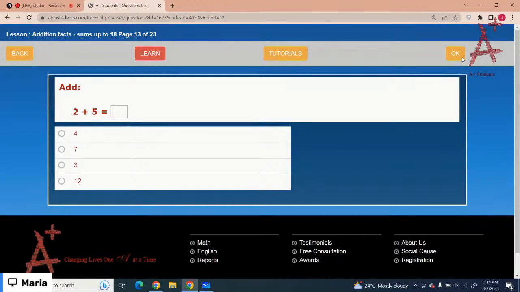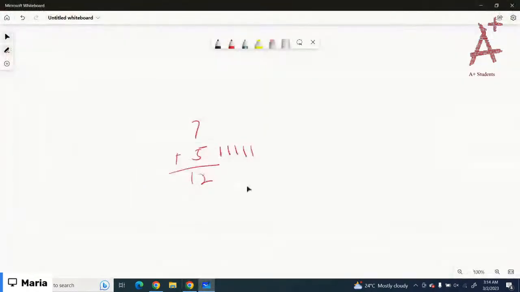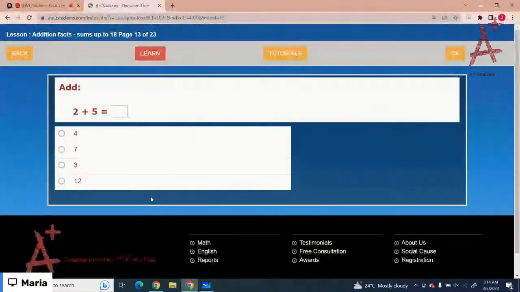The next one is 5 plus 2. So start with 5 and count up 2. Very good, 5 plus 2 makes 7. So just select the correct option and click on the OK button.